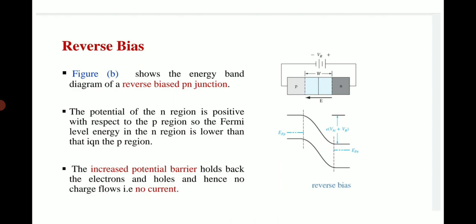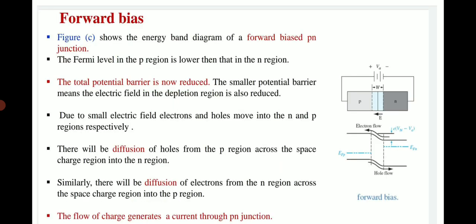कुठे रिव्हर्स बायस मध्ये. In the forward bias, let's see the diagram in forward bias. This positive is connected to the positive and negative is connected to the negative. This P region is connected to the positive and N region is connected to the negative terminal. Let's see this P region is connected to the positive terminal.